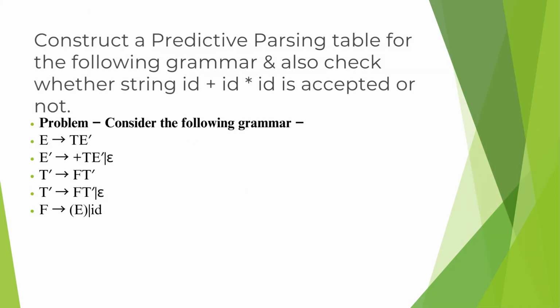Here is an example. Construct a predictive parsing table for the following grammar and also check whether the string id plus id star id is accepted or not. Here the problem is: E tends to TE dash, E dash tends to plus TE dash or epsilon, T tends to FT dash, T dash tends to star FT dash or epsilon, F tends to bracket of E or id.